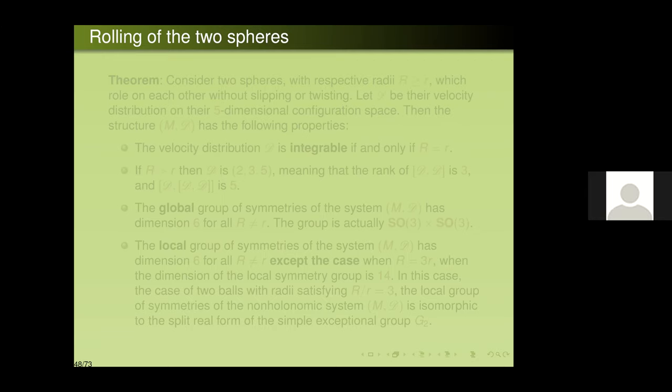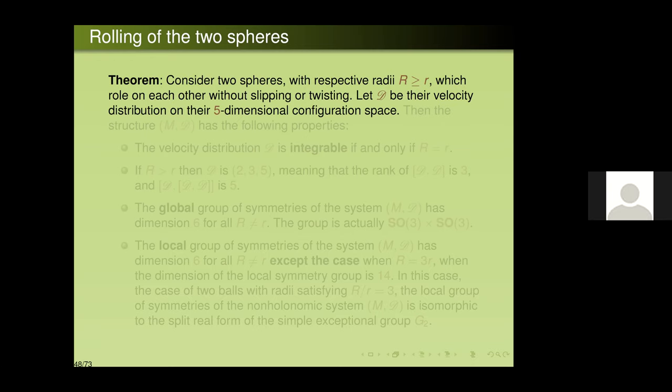Okay. So now we have the following theorem. So far I was talking about any bodies, and now I restrict the story to two spheres. So I have two spheres, one of radius R, capital R, and the other of radius small r. And now I want them to be rolling on each other without slipping or twisting. So we know that this non-slipping, non-twisting condition defines a rank two distribution on the five-dimensional configuration space. And this rank two distribution is just the velocity distribution. And now my configuration space is equipped with a rank two distribution. And this system, when M comes from these two spheres rolling on each other, has the following property: the velocity distribution D is integrable if and only if the radii are the same.